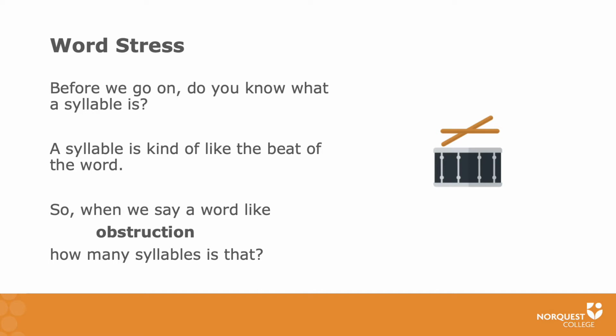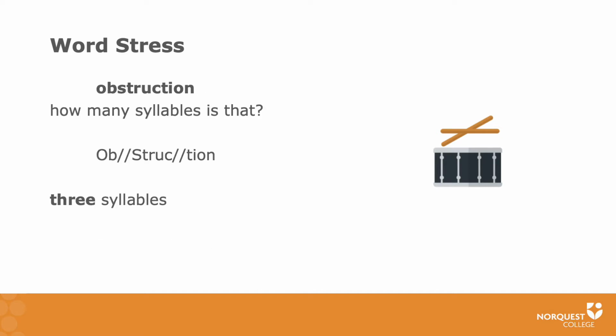So when we say a word like obstruction, how many syllables is that? Obstruction. I'll say it one more time. Obstruction. Here I've written down the word with these double lines to show the gap between each of the syllables. And there are 3. Obstruction. I'm really slowing it down now. It's much harder to hear sometimes when people speak at regular speed.